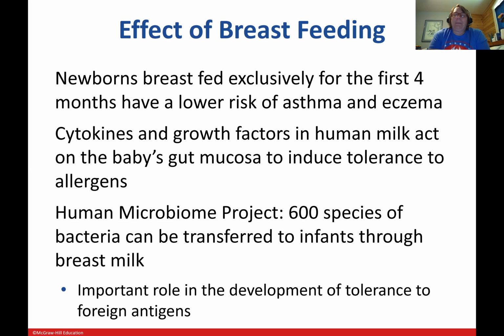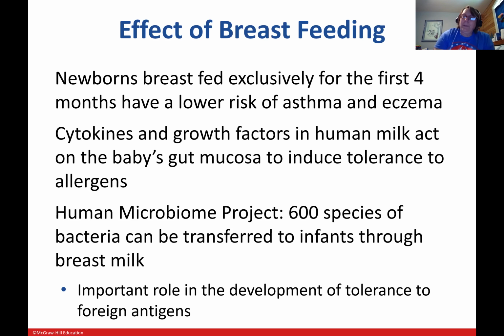There was something called the Human Microbiome Project, which basically studied various different microbiomes all over the body in thousands and thousands of people, to figure out what our microbiome should look like on our skin, in our gut, in our genital areas, depending on male or female, in our ear and our nose, all of these different sites that have different microbiota. And they discovered that there are about 600 species of bacteria that can be transferred to the infants through the breast milk. And this has an incredibly important role in developing that tolerance.